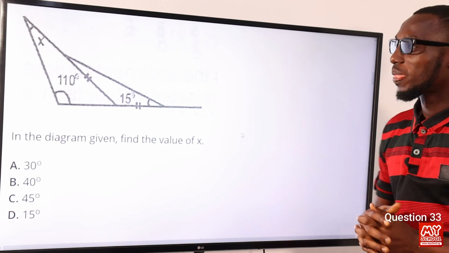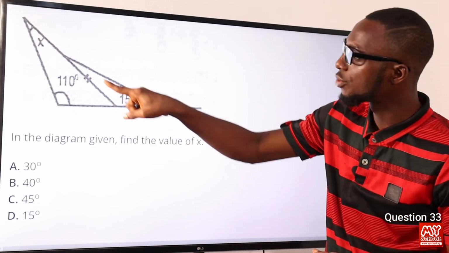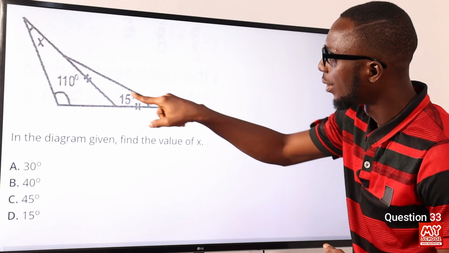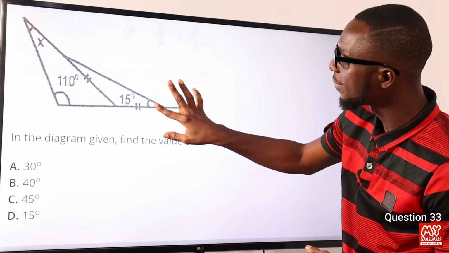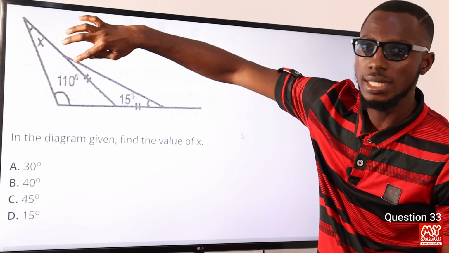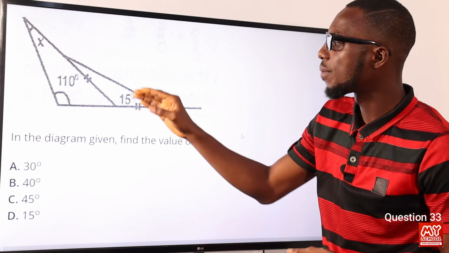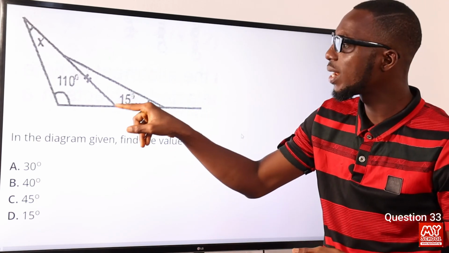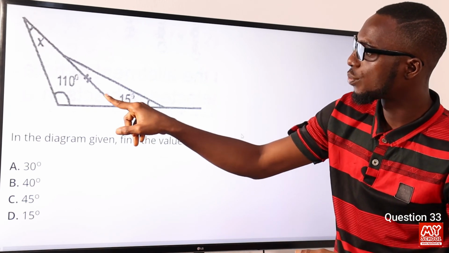Question 33. In the diagram given, find the value of x. When you consider this triangle here, we are told that this angle is equal to this angle. So if here is 15, definitely here is 15. So 15 plus 15, that is 30. We know that the sum of angles in a triangle is 180. So 180 minus 30 gives you 150. So the angle subtended here is 150.